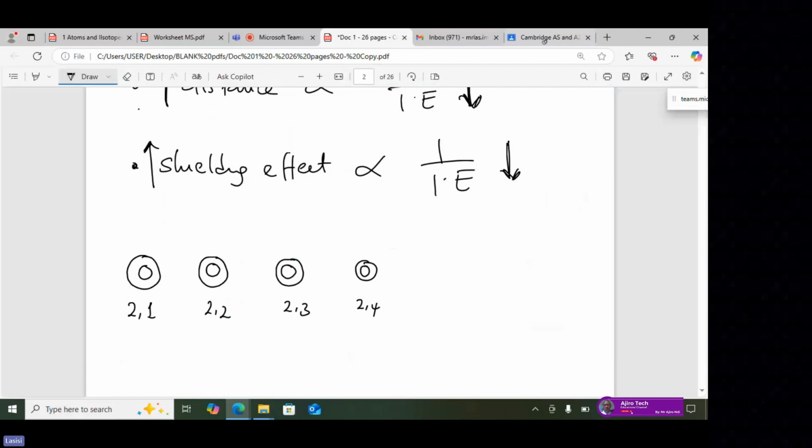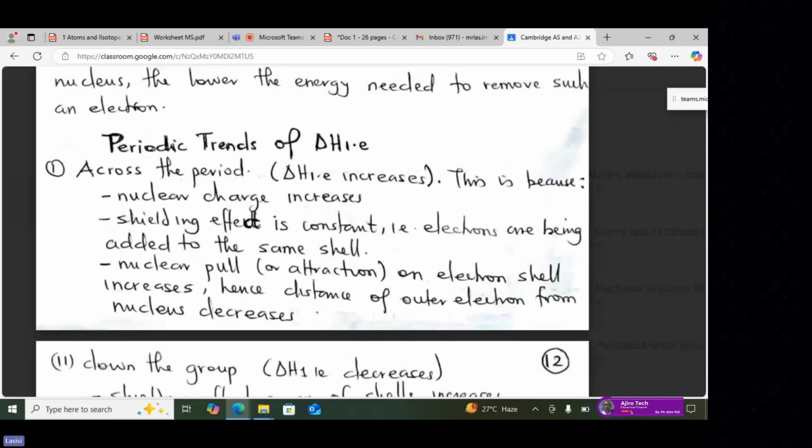Yes. So our nuclear charge is increasing across the period, right? What is the second point now? Look at the first point. Nuclear charge is increasing. What is the second point? It's the shielding effect. The shielding effect is constant. That is, electrons are being added to the same shell.